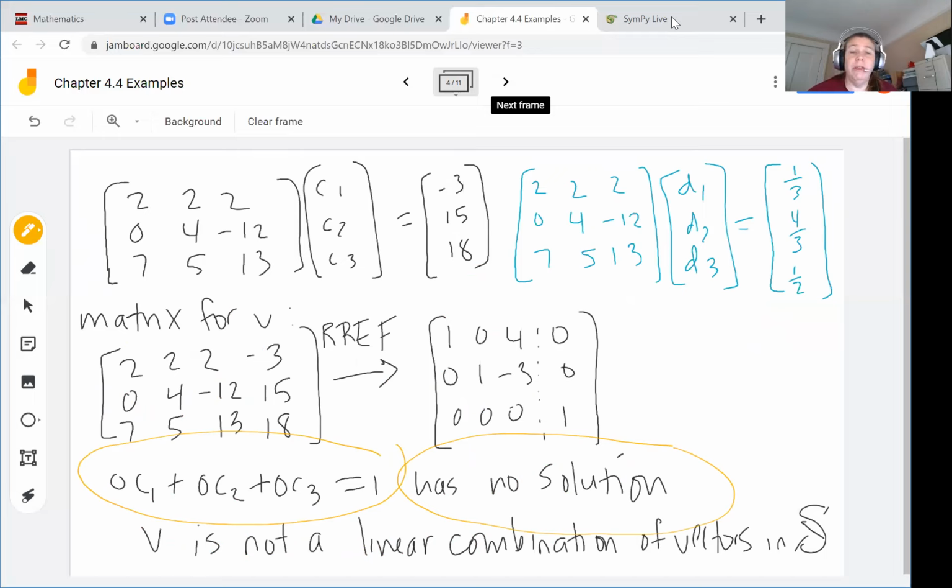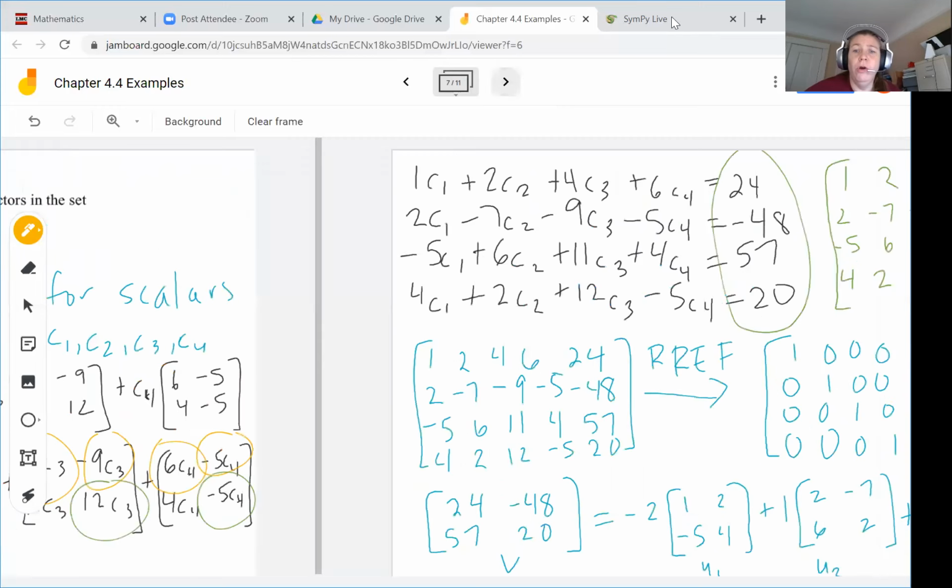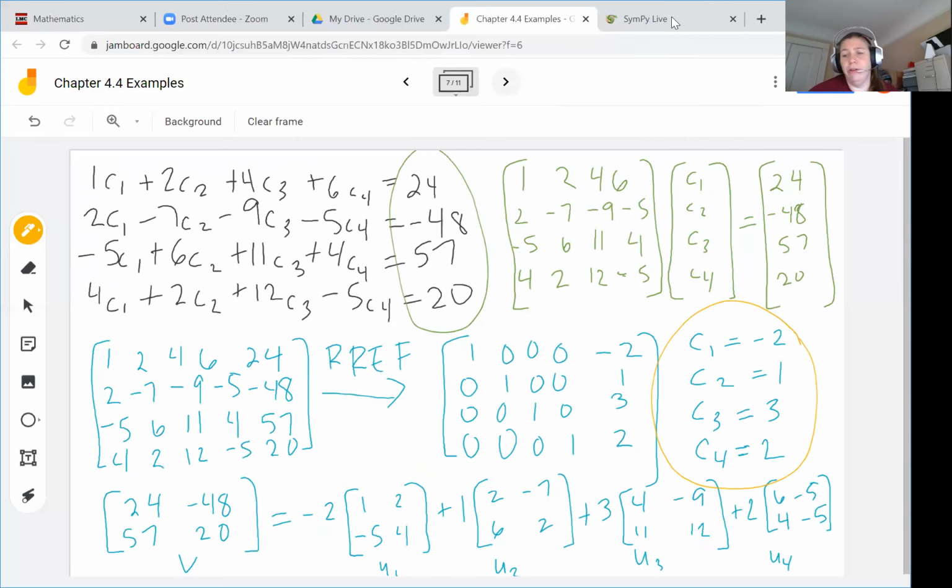So these are the three possible types of solutions you might get for solving linear combinations of vectors. You get no solution, you could get an infinite number of solutions, or you could get one unique solution as we did here. So in the next video, we will take a look at spanning sets and see that relationship between spanning sets and linear combinations.